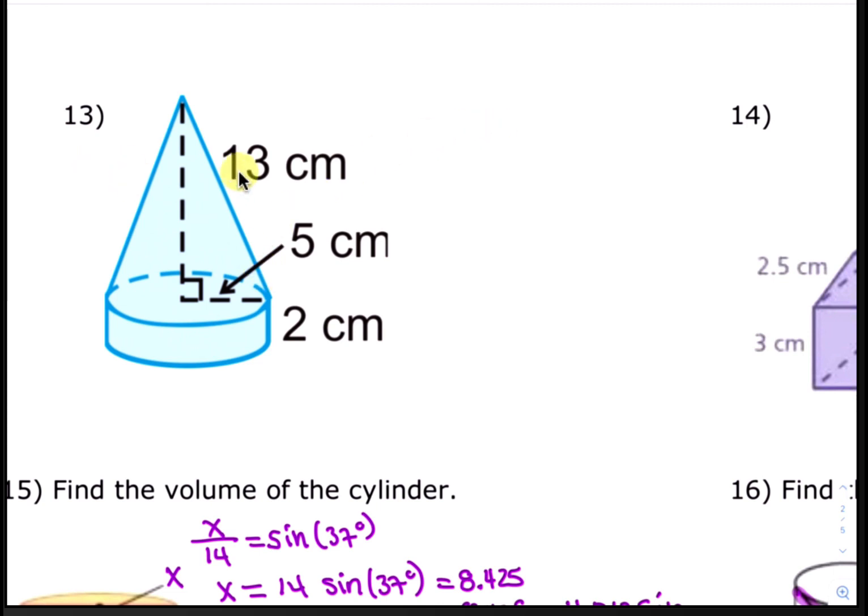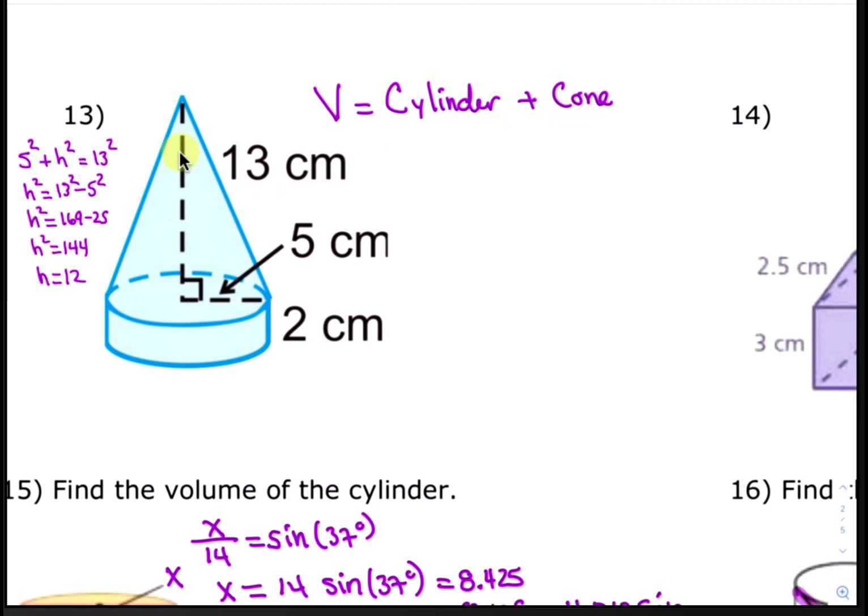All right, number 13. It looks like this figure is a cone that is stacked on top of a cylinder. So the volume would be the cylinder's volume plus the cone's volume. The first thing we want to do is figure out what this height is, and we can use the Pythagorean theorem by saying that this 5 squared plus the height squared equals the hypotenuse of 13 squared. And when we solve for h, we end up with h squared is 144, so h would actually be 12. So the height of the cone is 12.